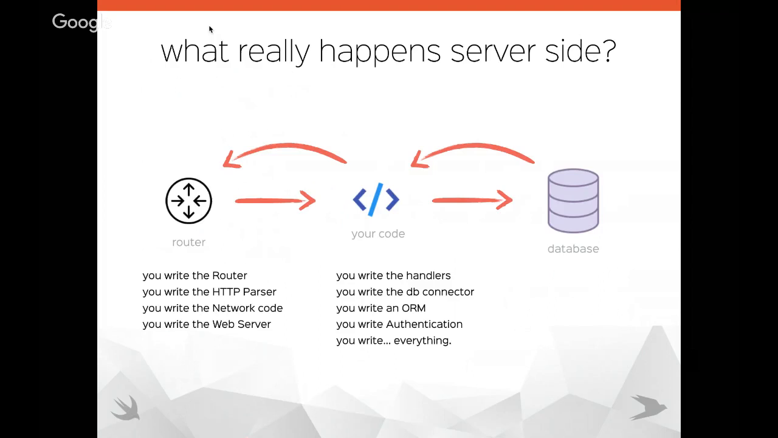But once you get beyond that simple part, if there's no framework, no frame of reference, then you have to write everything. You have to write the router, the HTTP parser, the network code, the web server, the handlers, the database connectors. If you really get stuck into it, then you have to write the ORM, the authentication. You end up writing the entire stack, and that makes no sense for a relatively small application. It might make sense if you're building a massive thing that's going to exist for decades. And the reality is that's where some of our legacy code actually is now.